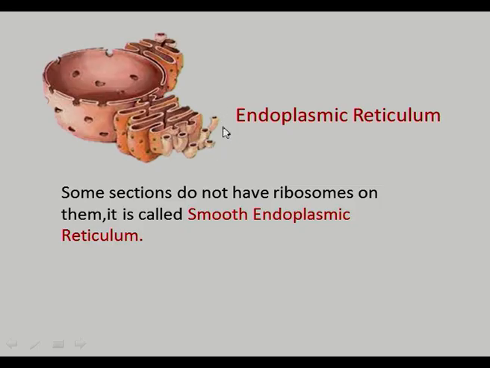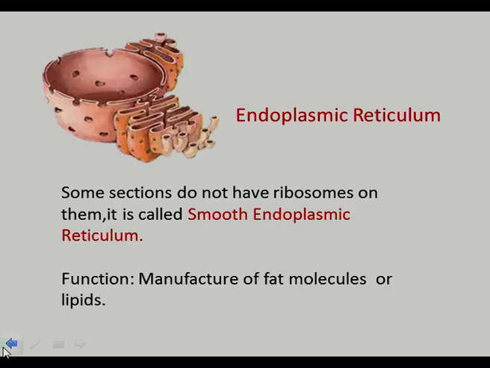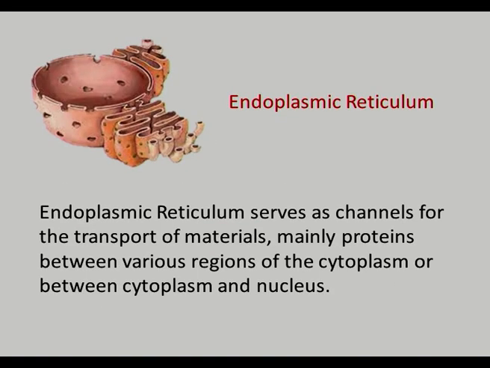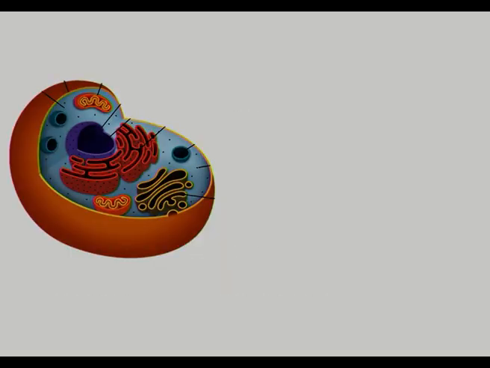In the endoplasmic reticulum, some sections do not have ribosomes on them. Observe here, it is called smooth endoplasmic reticulum. Smooth endoplasmic reticulum helps in the manufacture of fat molecules or lipids. Endoplasmic reticulum serves as channels for the transport of materials, mainly proteins, between various regions of the cytoplasm or between the cytoplasm and the nucleus.